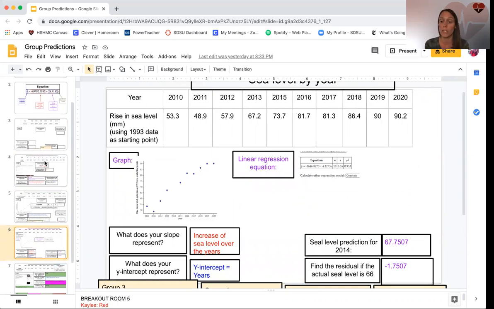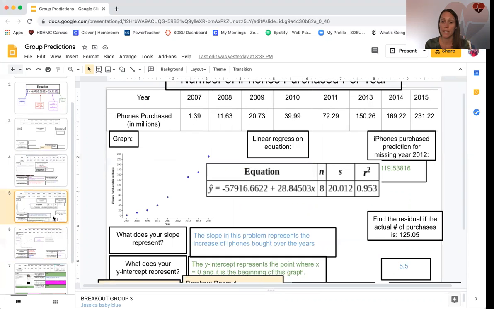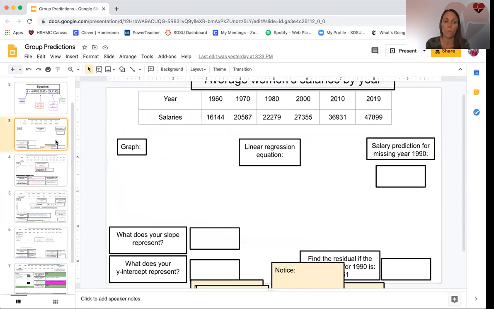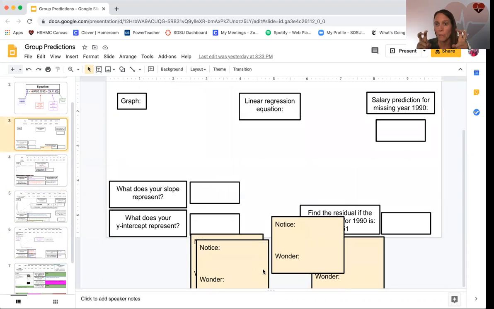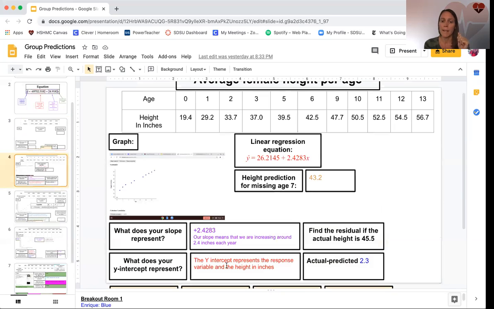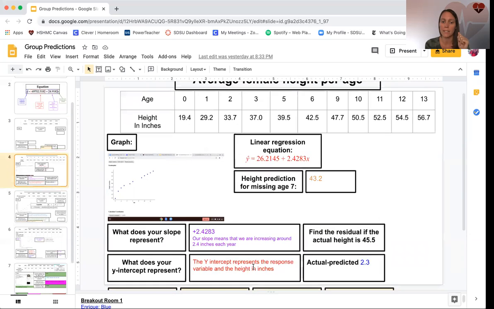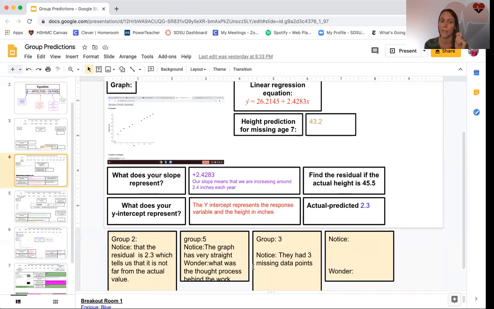Once the students had completed their problem, we then moved into the actual gallery walk, where each template at the bottom had some post-its that already said notice and wonder. Each breakout room went to a particular slide, and here is where they started making some notice and wonderings about another group's poster.